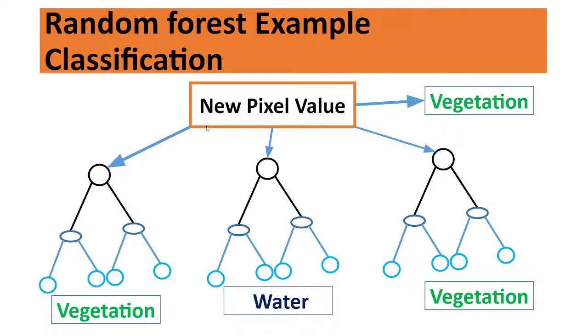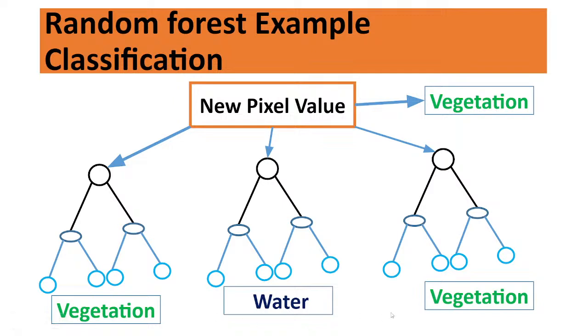So it takes one pixel and checks it using the decision trees. The decision tree is binary, it checks what it is, and then it shows the majority voting.